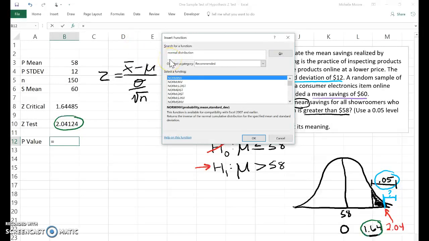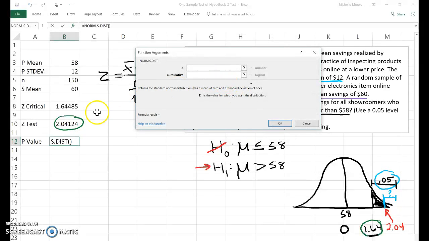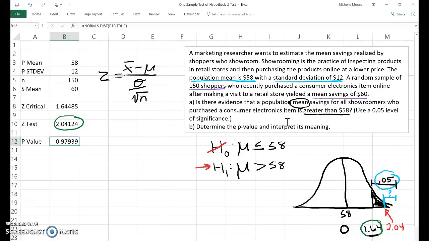And this time, I want to put in that z-score I calculated. I want to put in 2.04. So if I go down here to norm.s.dist, you can see that I put in a z-score and I put in cumulative. So I'm going to hit OK. And in that z-score, I'm going to put my 2.04, and then in cumulative, go ahead and type in true. Now what I want you to remember is that Excel is going from the left side of the curve to the right-hand side of the curve. So I get actually 97.9% is what that's showing me.